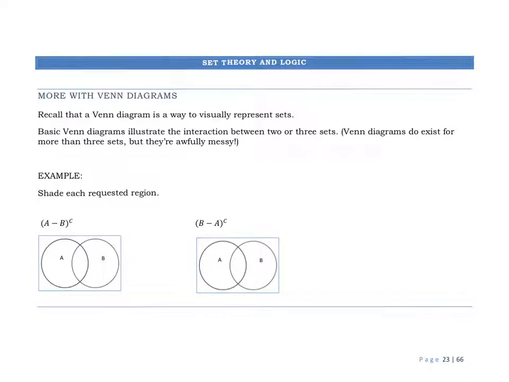So a little bit more with Venn diagrams. Recall that a Venn diagram is a way to visually represent sets. Basic Venn diagrams illustrate the interaction between 2 or 3 sets. Venn diagrams do exist for more than 3 sets, but they can be very messy. So for my examples, I'm going to keep it fairly simple.